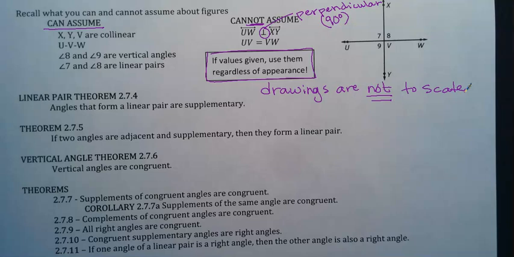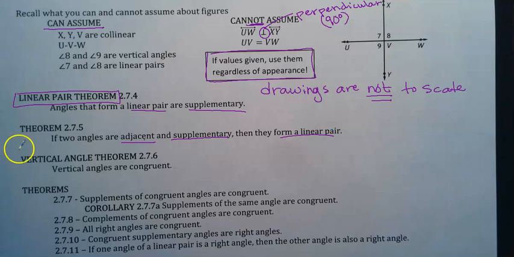Okay, some more vocabulary. The linear pair theorem. Angles that form a linear pair are supplementary. I just told you that earlier, but there's an actual theorem for that, the linear pair theorem. Theorem 2.7.5. The ones that have a name are generally more important, but all of them will be helpful. If two angles are adjacent and supplementary, then they form a linear pair. So this is how you can prove them a linear pair. If they're adjacent, so they're side by side, and they equal 180 degrees, then you can say they're linear.